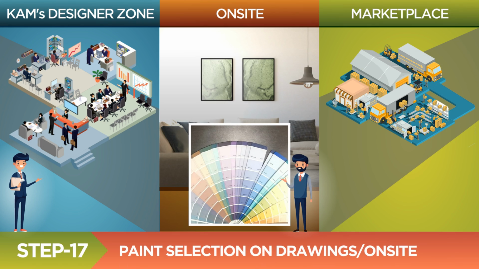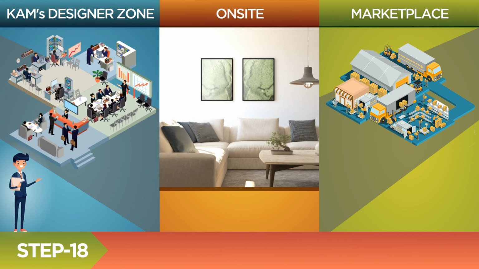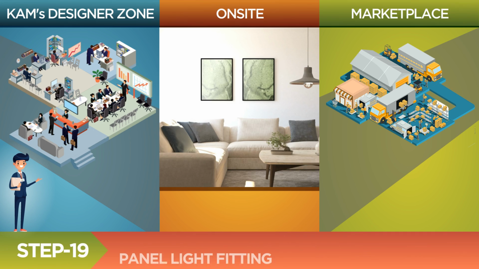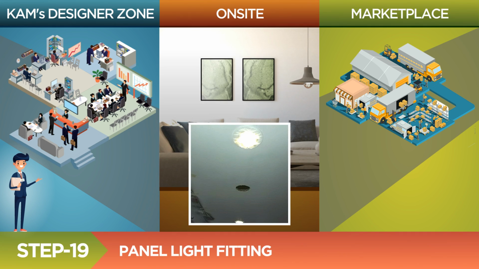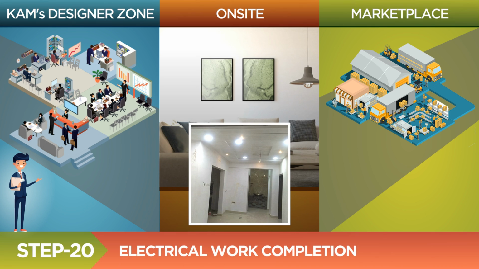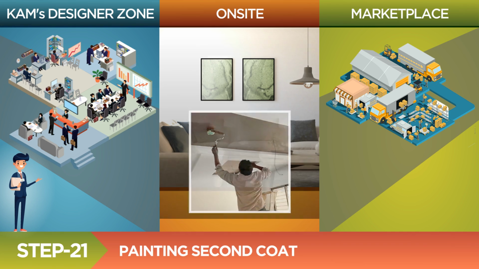The painting work starts with the paint selection, which is done on-site or on the drawings. Furniture work is completed. The first coat of the paint is applied as soon as the furniture work is done. All the panel lights are fitted once the first coat of the paint is applied. Major electric work is completed during this phase. The second coat of the paint is finished after the electrical work.